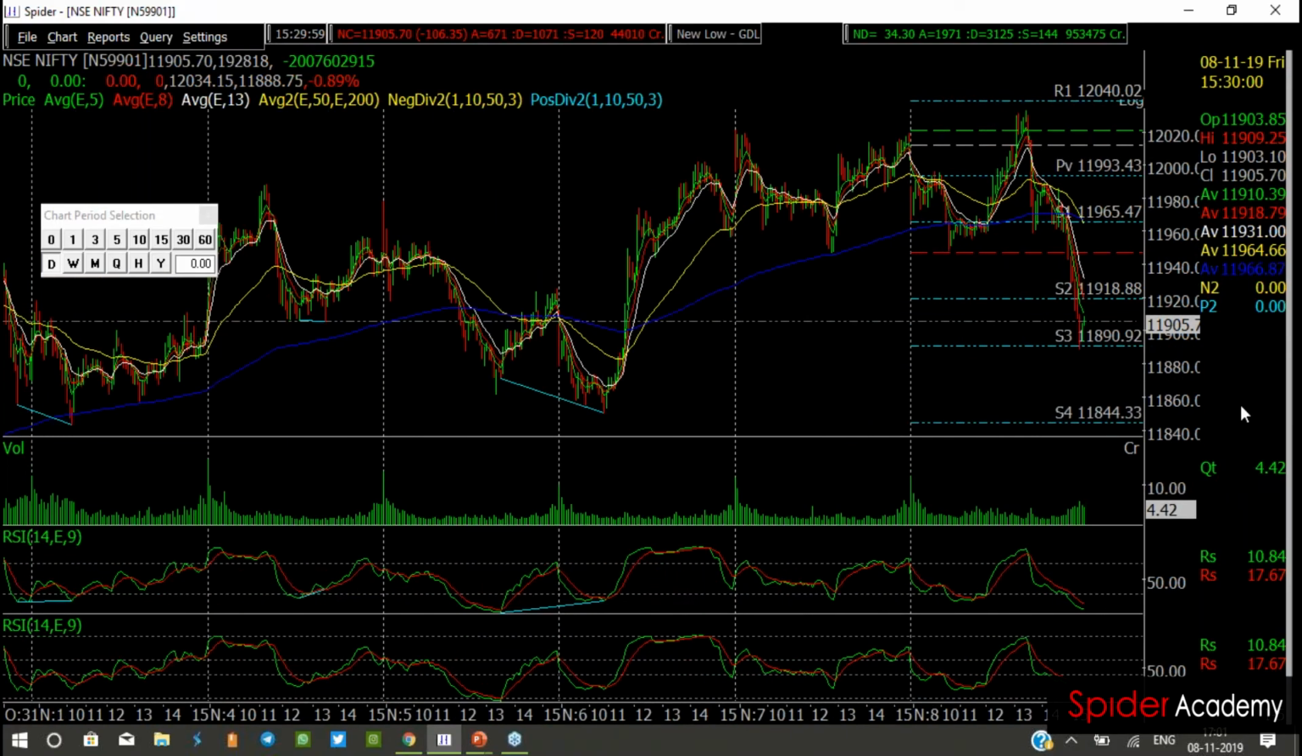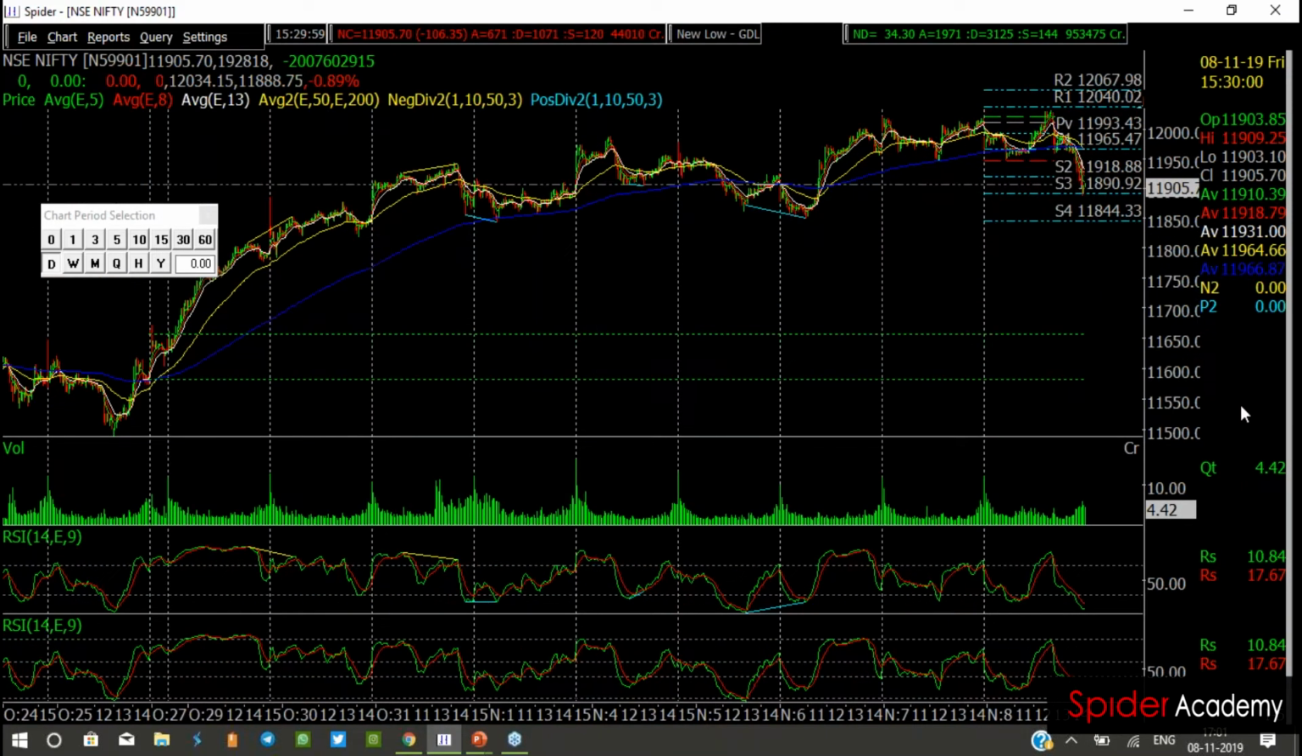This is an inbuilt study by Spider Softwares, which you could get it done. Again, we had a bullish divergence over here at this point in time, right? And from 11,850 levels, it went up to 12,000 levels. So that's almost 150 points of a move, which one would have gauged into.